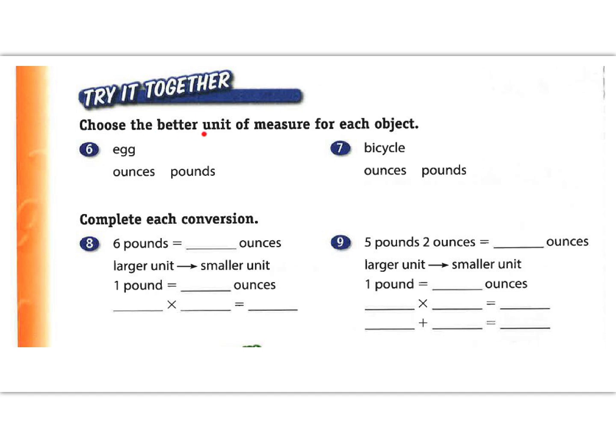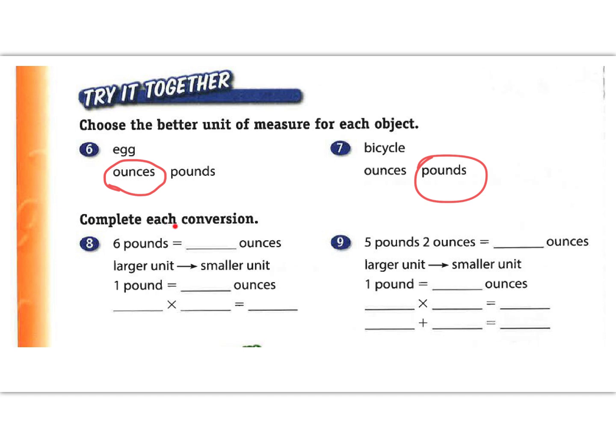This says, choose the better unit of measure for each object. An egg. Do you think you're going to do that in ounces or pounds? Well, an egg is pretty small, so we're going to use the smaller unit of ounces. But a bicycle, we wouldn't want that in ounces because it definitely weighs more than 1 pound, so you're going to use pounds.